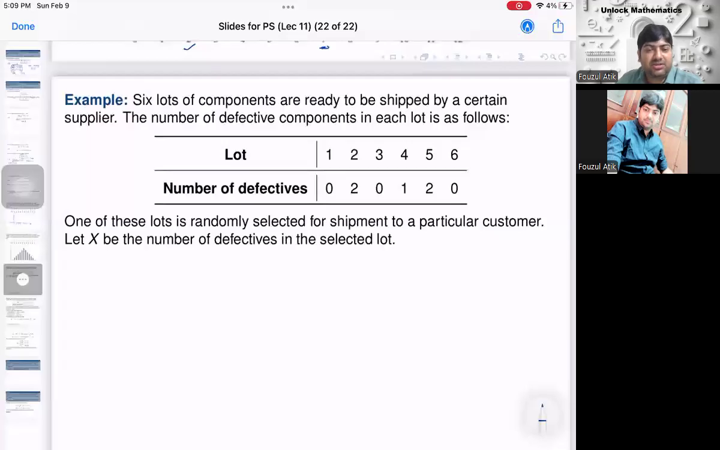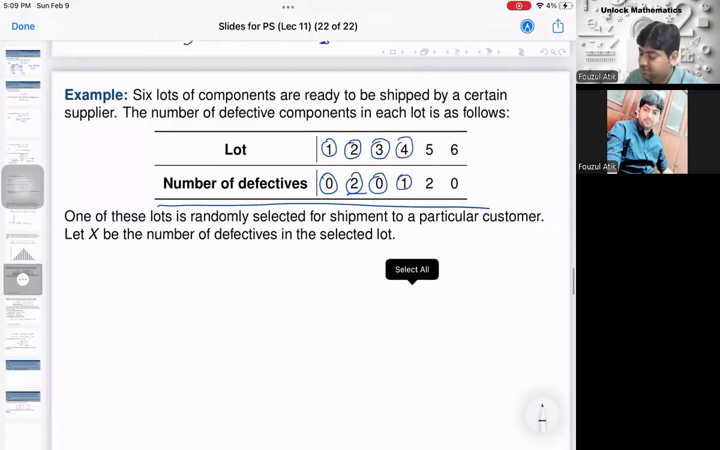Number of defective components in each lot is as follows. Look at the table. So 6 lots are there, and each lot may have some defective pieces, or may not. In lot 1, you have 0 defective pieces of some particular component. Lot 2, you have 2 defective components. In the lot, maybe 200,000 components are there, but the defective pieces are 2. In lot 3, there are no defective pieces. Lot 4, there is only 1 defective piece. Lot 5, there are 2, and lot 6, there are no defective pieces. In this way, it is given for all 6 lots how many defective pieces there are.